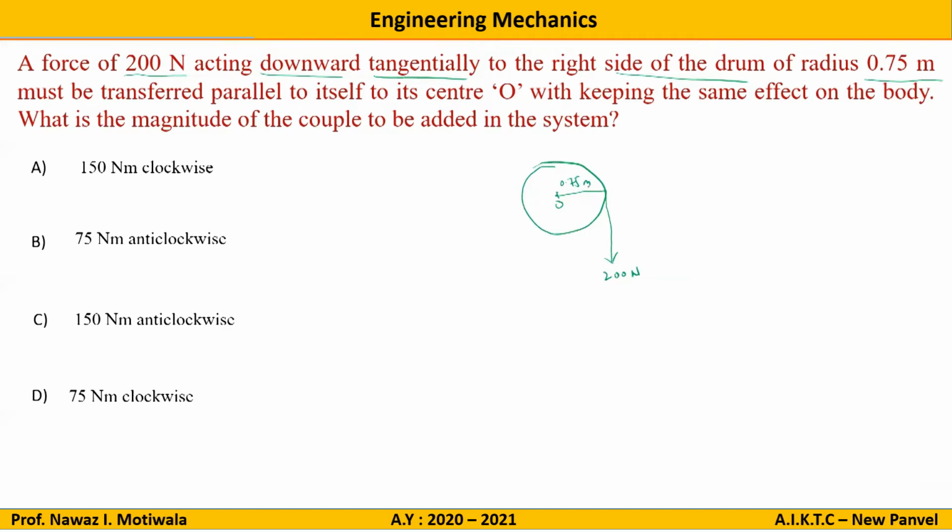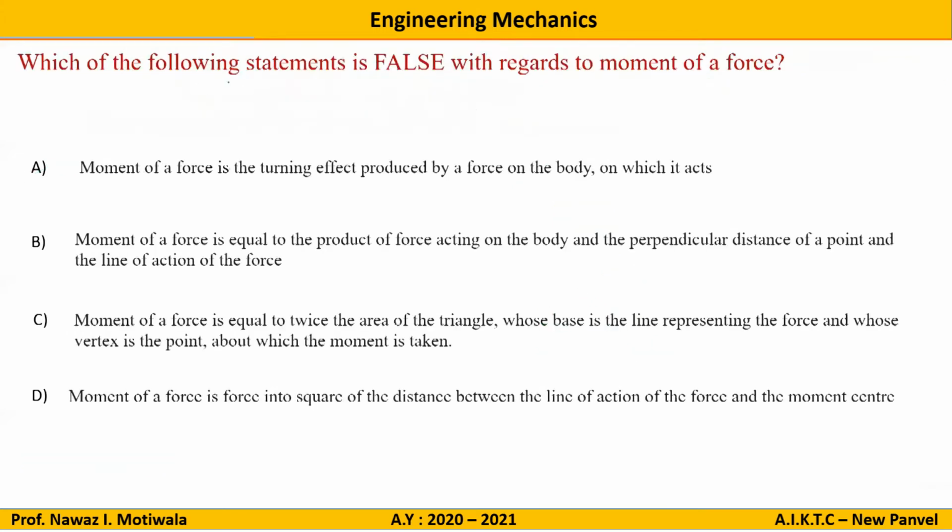Now, this force has to be shifted by this distance. So the couple introduced will be 200 multiplied by the distance which is shifted, 0.75. It has to be shifted here, so the distance will be 0.75. The couple will be C is equal to 200 into 0.75, that is nothing but 150 Newton meter. Now, is it clockwise or anti-clockwise? If you can see, this force is making a clockwise couple. So it will be a clockwise couple of 150 Newton meter. So the answer is option A.